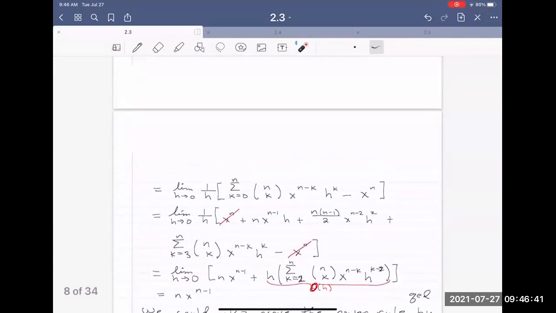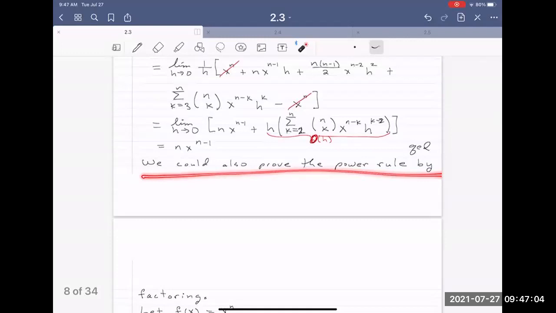Any questions about this? A lot of times the way that you see this proof is they just say plus dot, dot, dot. They don't write out what the other terms are, but you should at least see what the terms are.